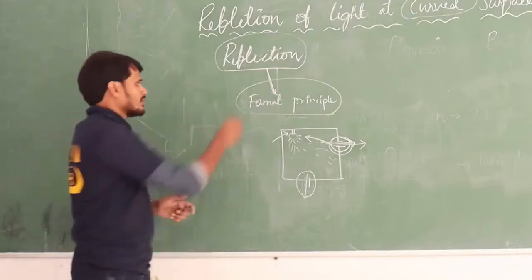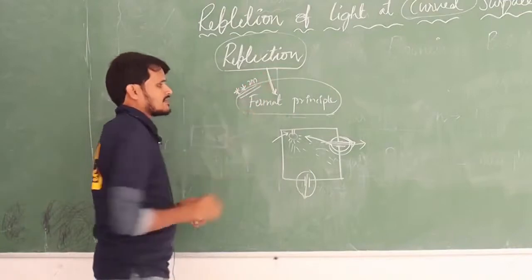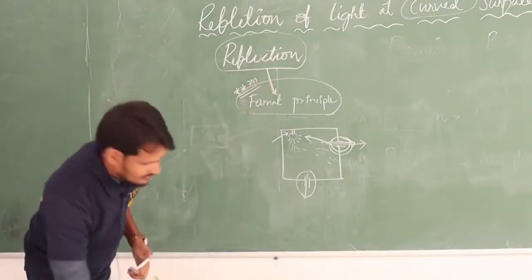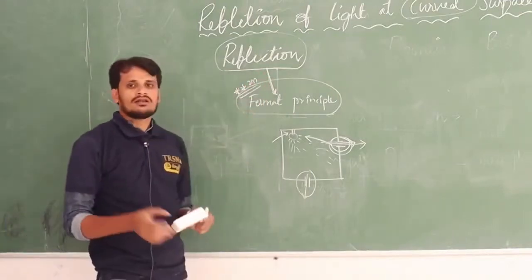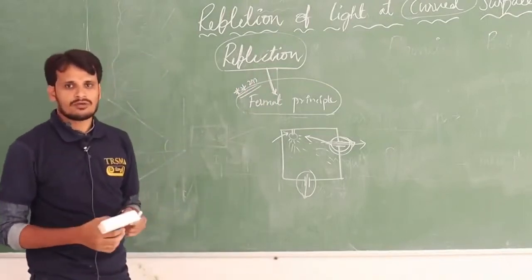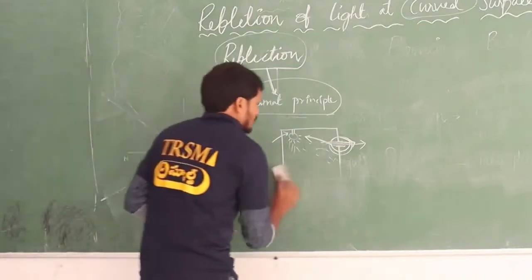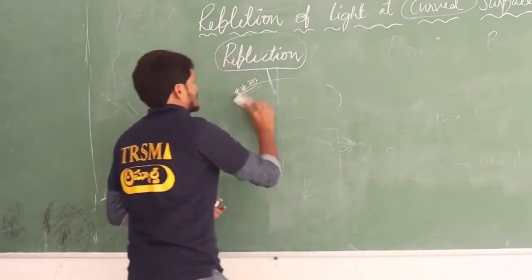So keep in your brains, this is important in 2 marks type of questions in annual examination. Fermat principle is just selecting the least path to travel in the least time. Very easy to understand. So let's see how reflection takes place on curved surface.